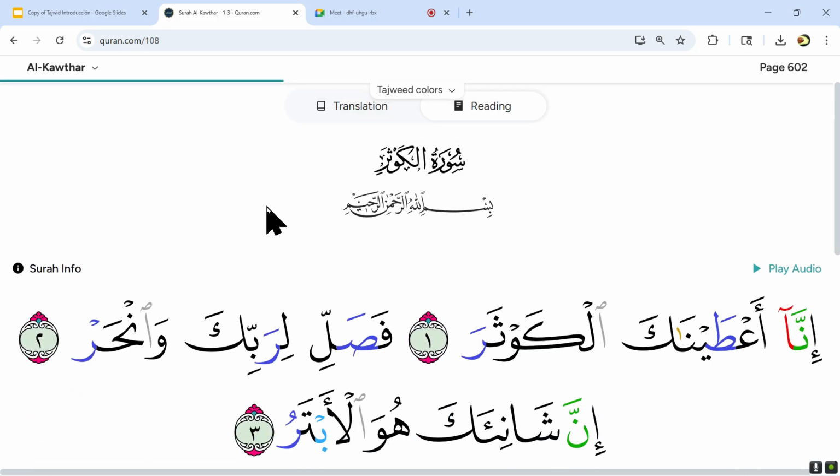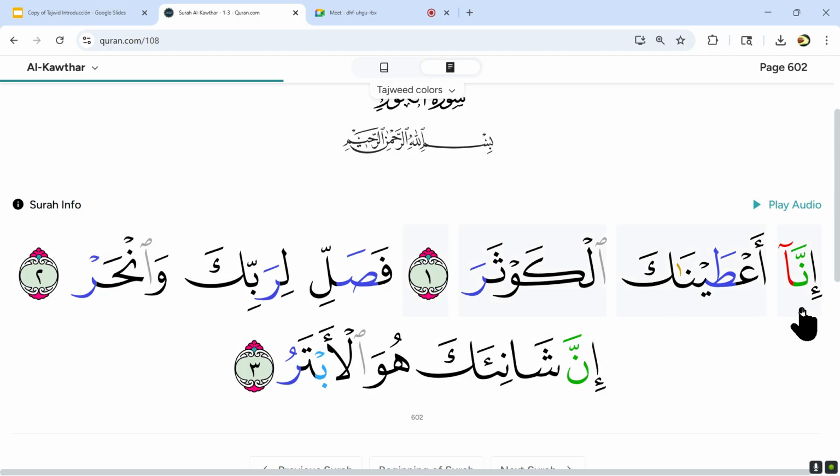Alhamdulillah. Let's try. T, can you do Kauthar? So I'll go for it. إنا أعطيناك الكوثر. When we stop on the ayah, we put a sukoon at the end. So it's just Kauthar.